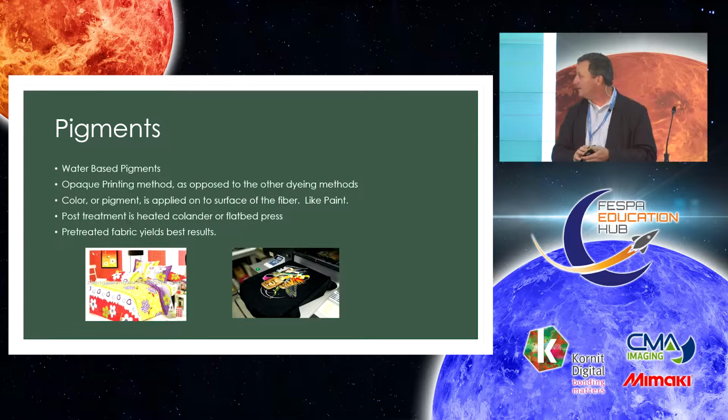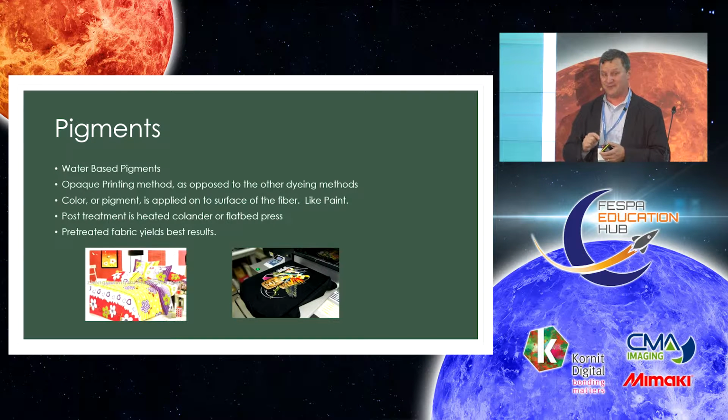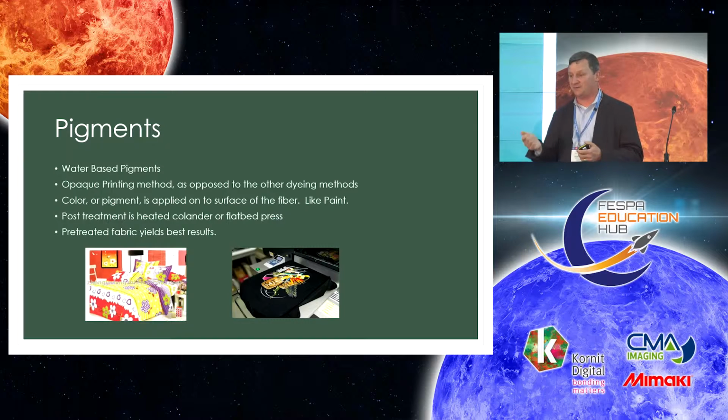Post-treatment is a heated calendar or a flatbed press. And pre-treated fabric yields the best results. If you can use untreated fabric, I've seen about 10% of them work fairly well as far as color rendition. What you don't get out of the fabric, if it's not pre-treated, is any rub fastness, any durability, or any wash fastness.